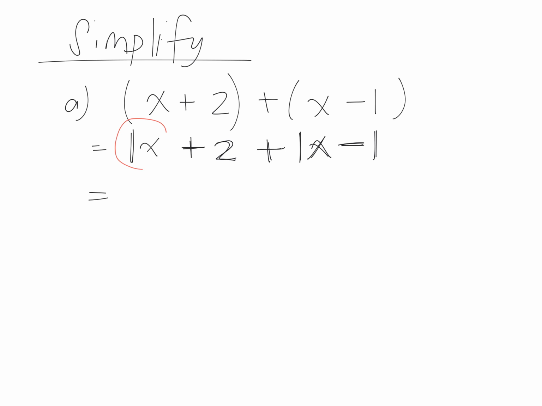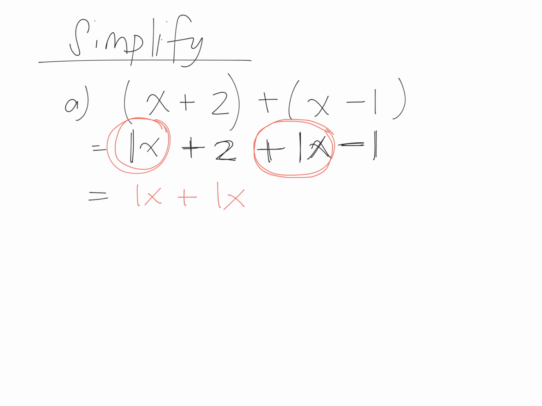So I have 1x. What other term can I combine with that x? What's like it? How many x's do I have altogether? I have 1x here, and then I have another x, right? So I'm going to rewrite this as 1x plus 1x. Does everyone see what I'm doing there? I'm grouping my like terms together.